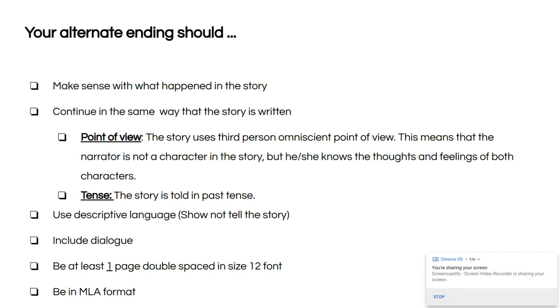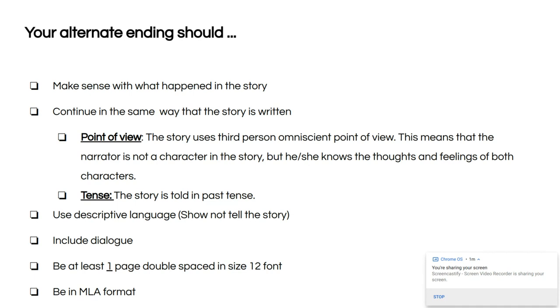Use descriptive language, meaning you're showing, not telling the story. I should be able to clearly visualize what's happening in my mind. It should not sound like a summary of what happened. Make sure you include dialogue, at least 2 different pieces of dialogue. Make sure it's at least 1 full page, double-spaced, size 12 format, and that it's in MLA format.